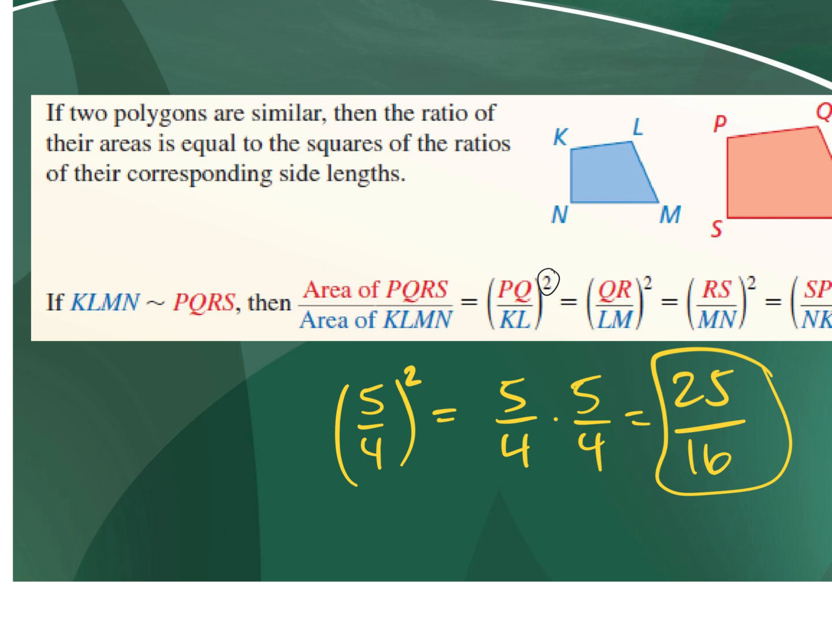So this is how your areas would be proportional to one another, by the scale factor squared, to the second power. Now, I know a lot of students prefer to just think of this as 5 squared over 4 squared, and that's fine. They just put 25 over 16. But this is where it's coming from.